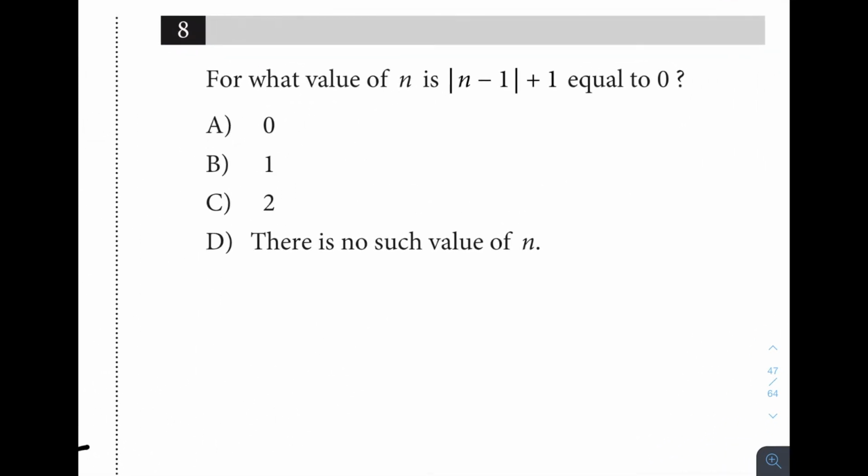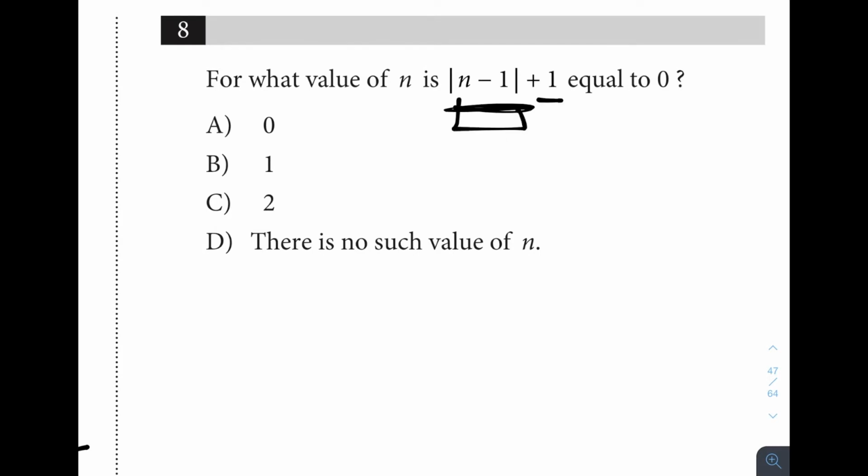Question 8 is asking, for what value of n is the absolute value of n minus 1, plus 1, equal to 0? So the absolute value is always going to be positive, right? Because it's the distance from 0, but it's always going to be the positive distance. So the absolute value can never be negative.